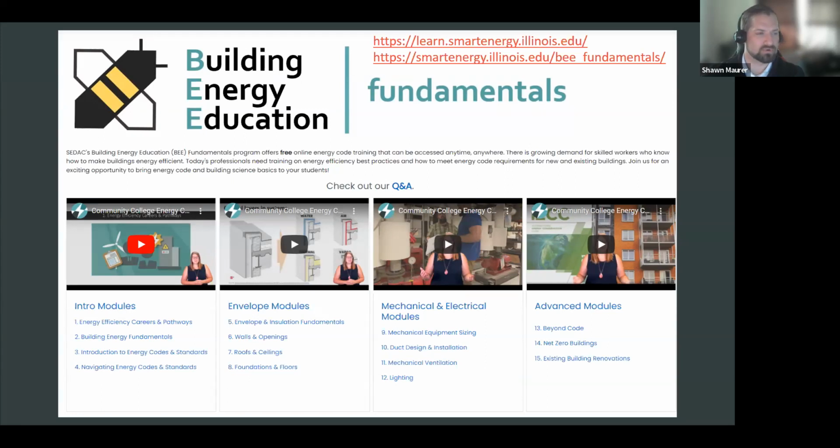But again, targeted towards a basic understanding of building energy fundamentals, getting people introduced to thinking about energy efficiency and building design. So please do make use of those resources as you're trying to become more familiar with the energy codes and more familiar with building efficiency in general.